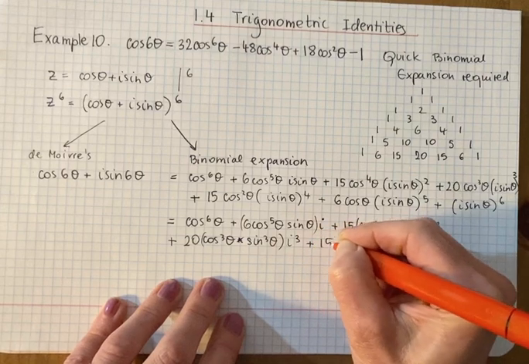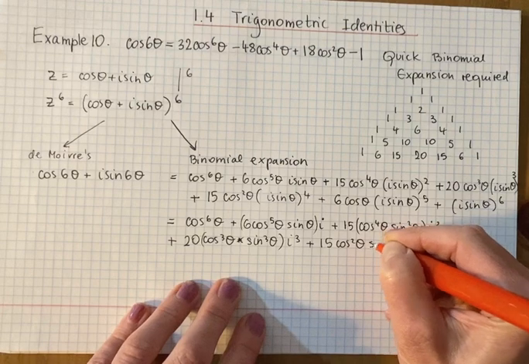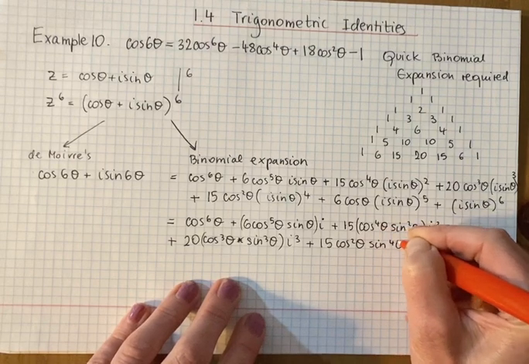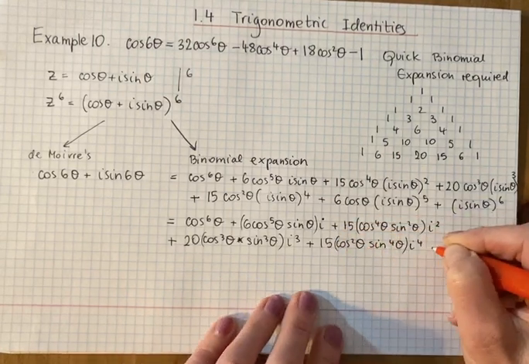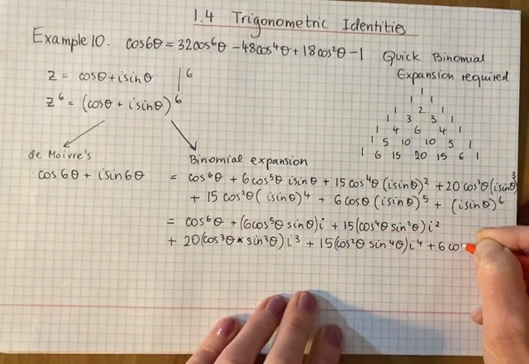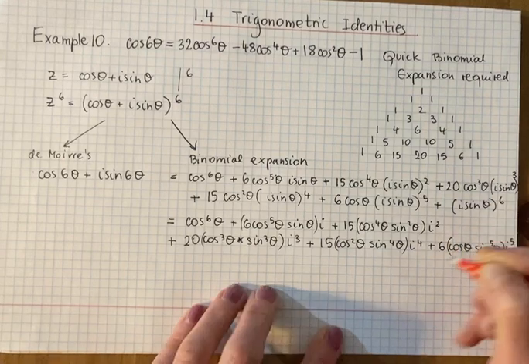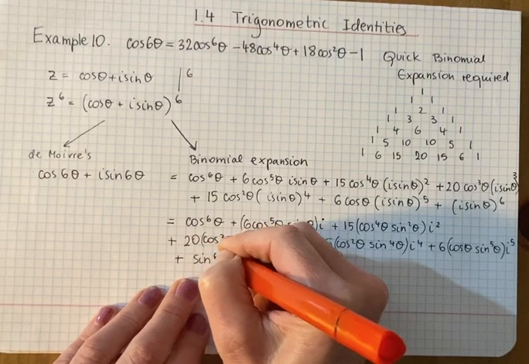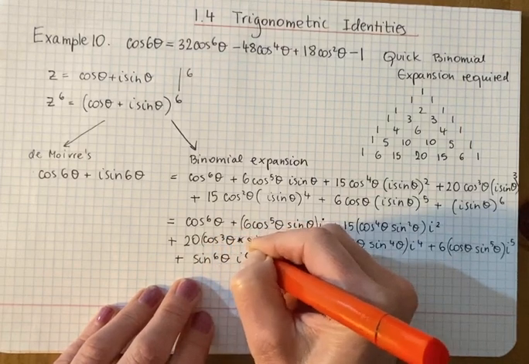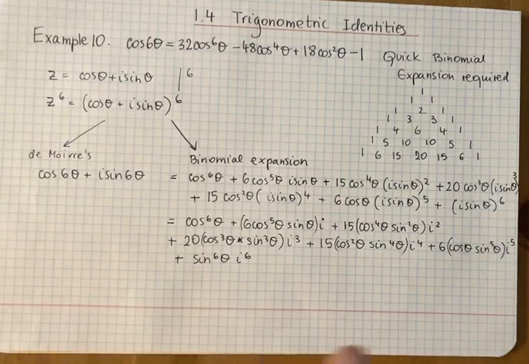Next one is 15 cos squared theta, and then you've got sine to the power 4 theta, i to the power 4, plus 6 cos theta sine to the power 5 theta, i to the power 5, and last one is sine to the power 6 theta, i to the power 6. When you do it next time, you will be able to do it a little bit quicker.